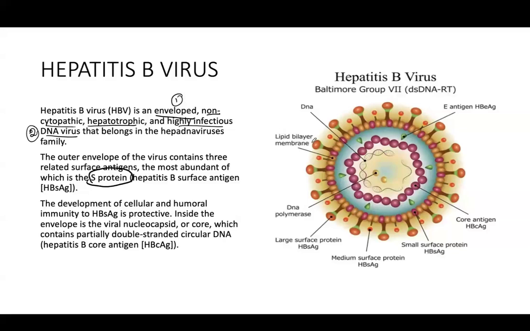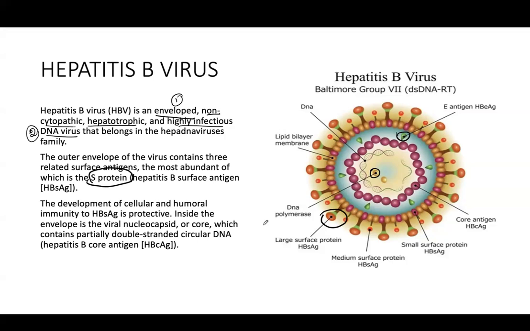This is the virus. This is the E antigen here. This is the DNA of the virus. It has a lipid bilayer membrane. There is a DNA polymerase here. And this is the large surface protein, that is HBsAg. HBsAg can be large, medium size, as well as small size.